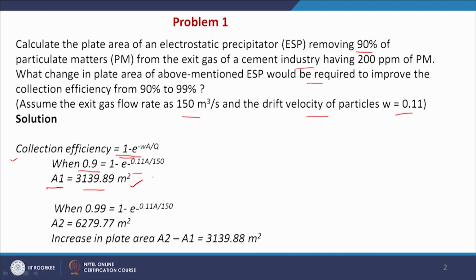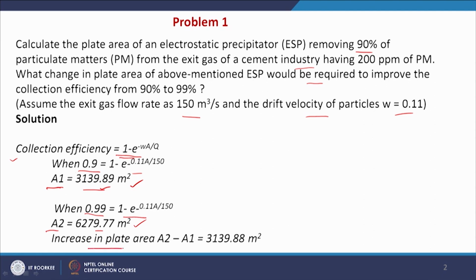Now, if we need to increase the efficiency from 90 to 99%, then the final efficiency will be 0.99, that is equal to 1 minus e to the power minus 0.11 A by 150. Here we will get the value of A, that will be A 2. By solving this expression we get 6279.77 meter square. So, this is the area required for the second case, that is for 99% efficiency, and this is the area required for the first case, that is for 90% efficiency.